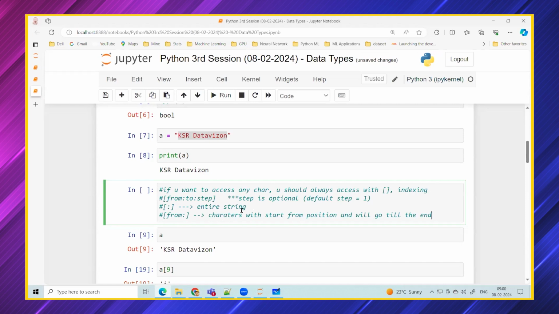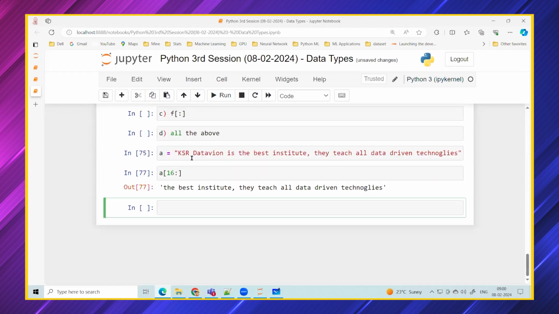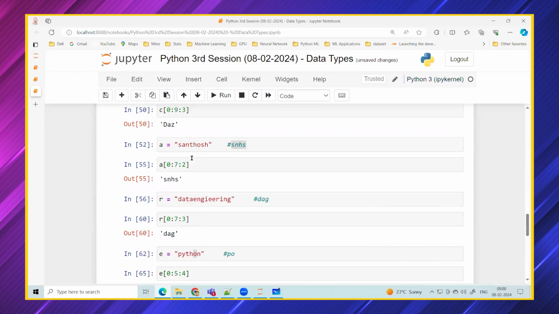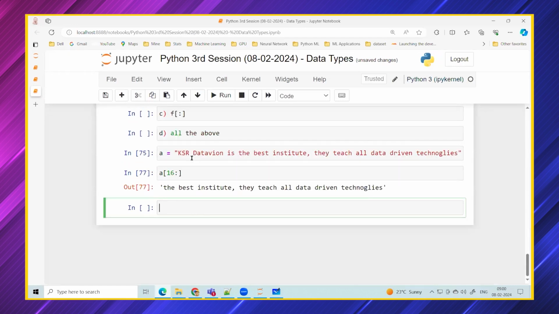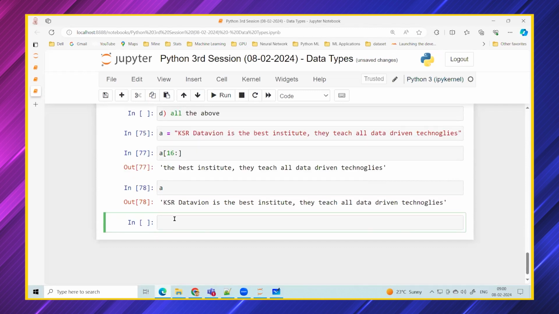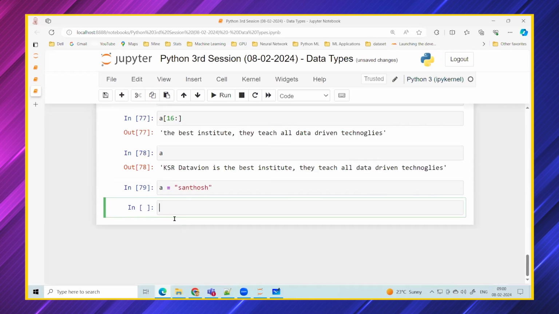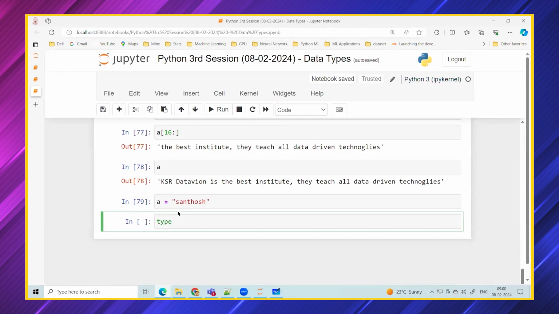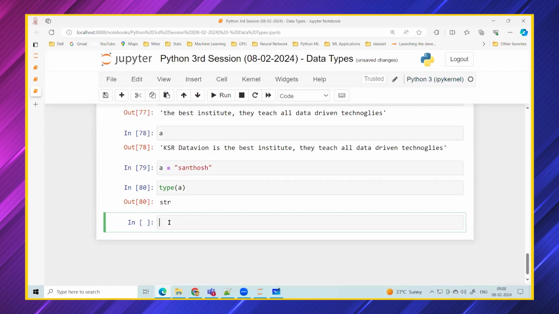Okay. Now, these are all the indexing. Now, there's one thing which you need to remember. A is actually a string, right? Let's say I'll give A equal to Santhosh. Now, type of A, if you see, it's actually a string. And the beauty of Python lies in the functions that it has. Now, I was able to slice it, I was able to index it, all good.